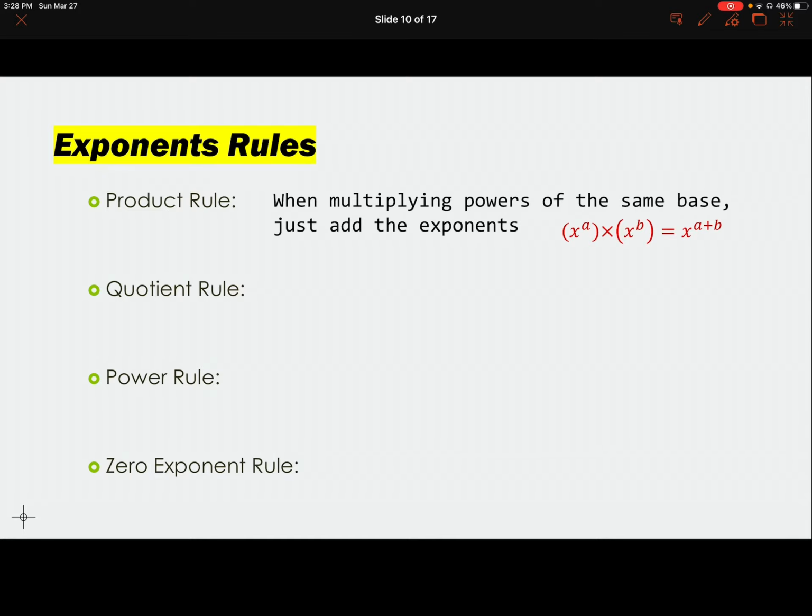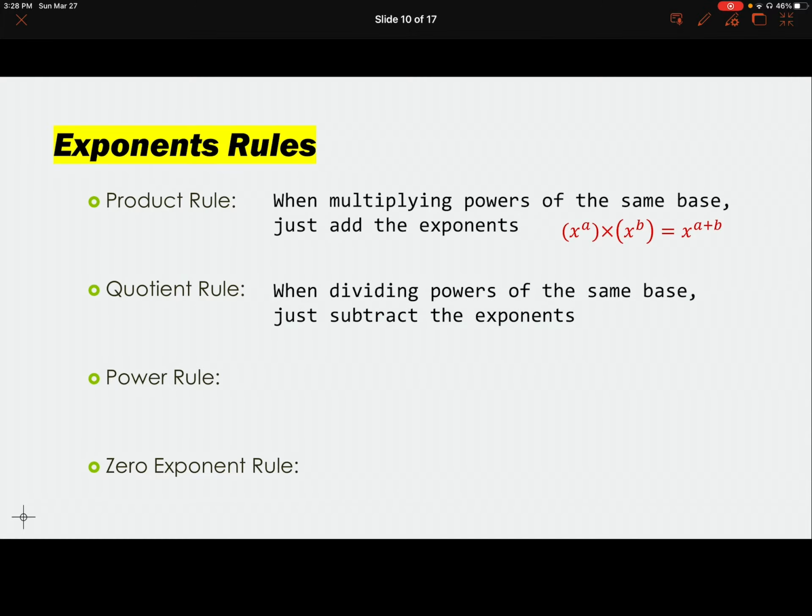Okay, the next rule is called the quotient rule. So quotient always refers to dividing. So if we're dividing powers of the same base, just subtract the exponents. So x to the exponent a divided by x to the exponent b. Because they both have the same base x, we subtract the exponents, so we get x to the a minus b.